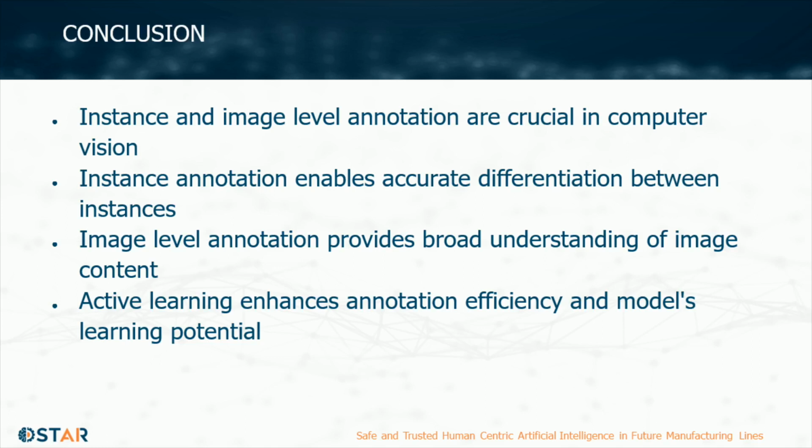By leveraging instance and image-level annotation along with active learning techniques, we can boost the performance and efficiency of object classification models, making them more accurate and adaptable to various real-world scenarios.